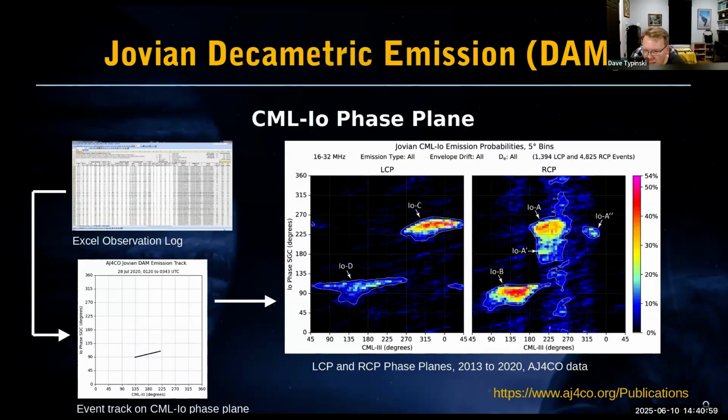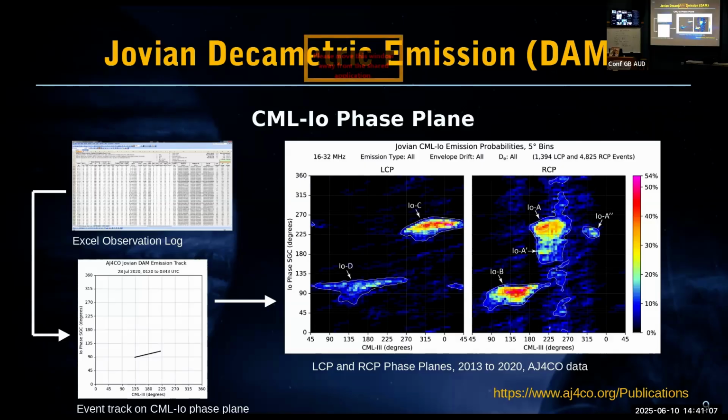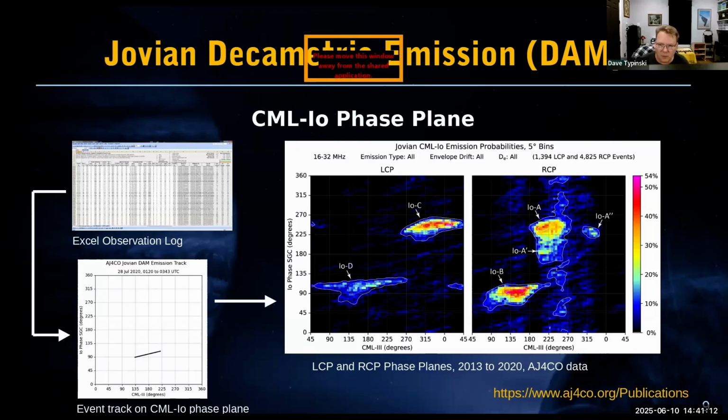I can't see if you can see it. I got a bunch of people in the way, but the right-hand bar, I think, goes up to 54% at the highest. And that's in Io-C. Io-B is almost there too, around 50%. So any given day, you're looking for Jupiter, even when it's at opposition, even if you're dead center Io-A, you only have a 30% chance that Jupiter's going to emit, unless the sun's active. And we'll get to that in a minute. So much for the phase plane.